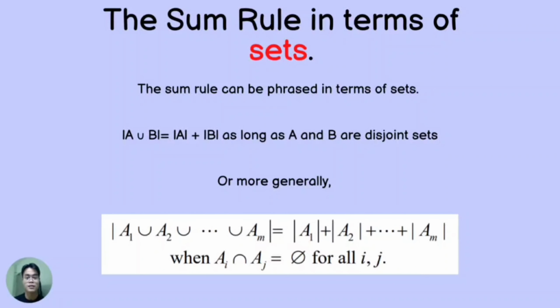The sum rule in terms of sets. The sum rule can also be phrased in terms of sets. The size of A union B equals the size of A plus the size of B, as long as A and B are disjoint sets. Or more generally, you can refer to the equation below.